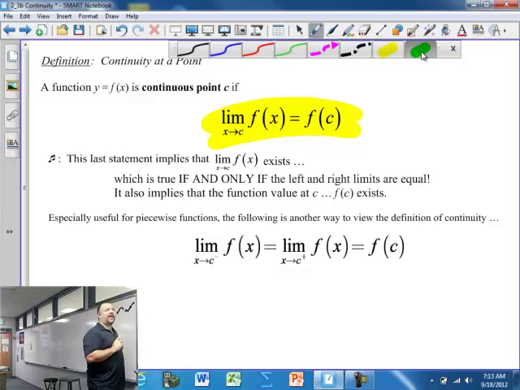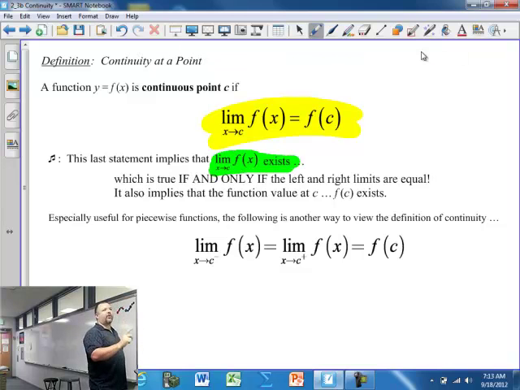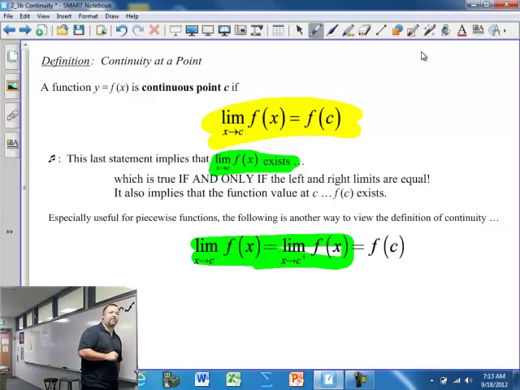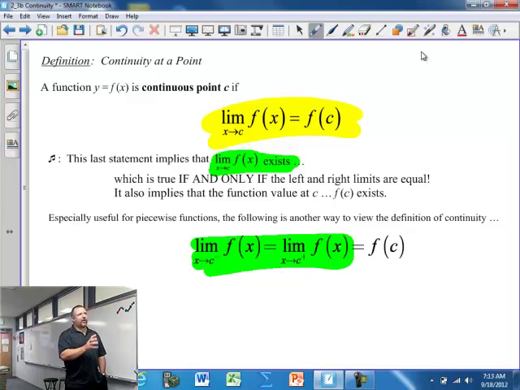It means that not only does the limit exist, and that limit is only going to exist if the left and right limits are the same, and this part is on the next page of your notes, I think. So if you have a function that is broken at a certain point, or you're evaluating it to the left and right of a specific point, the limit will not exist at that point unless the left and right limits are equal. Now, just because the limit exists at a point does not mean it's continuous.